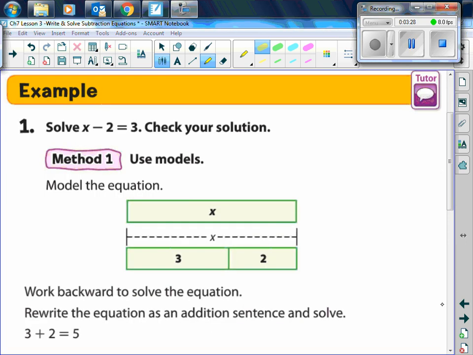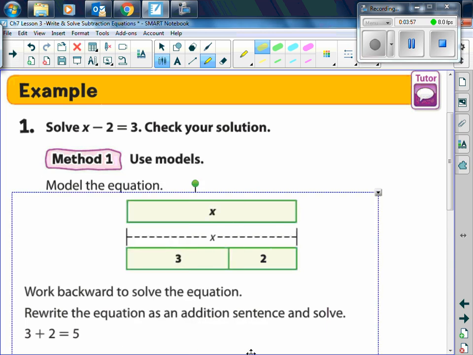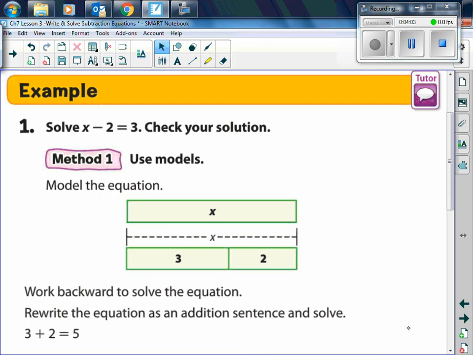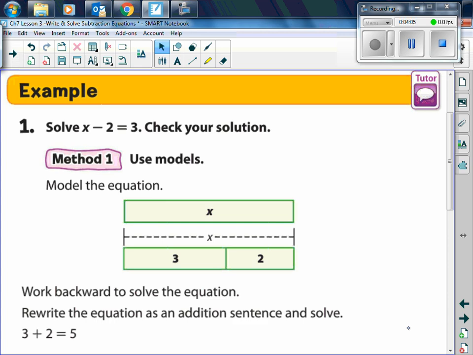So, for example 1, it says we want to solve x minus 2 equals 3. So, using a model, okay, and our fact families, right? If we use our fact families, isn't it true that I can add 3 plus 2 to get the x? Right? Using the fact families. So, 3 plus 2, that gives me the whole thing. So, here's the 3, here's the 2. That gives me the entire x. Ever see that? So here, you can see that 3 plus 2 is equal to x.